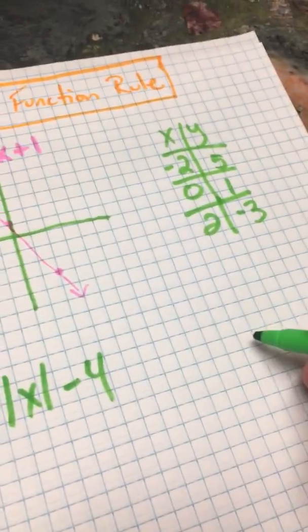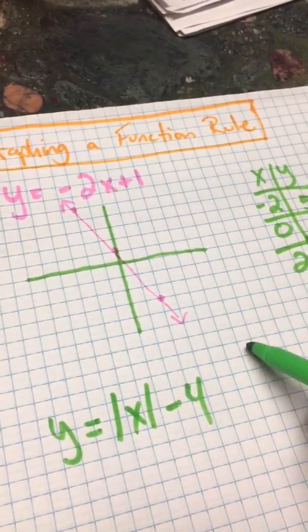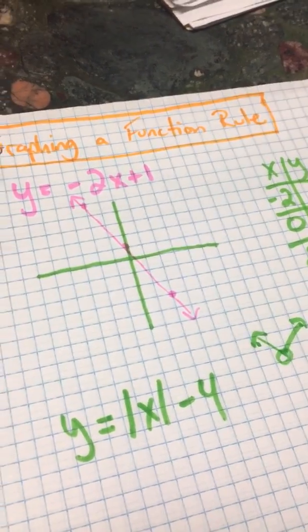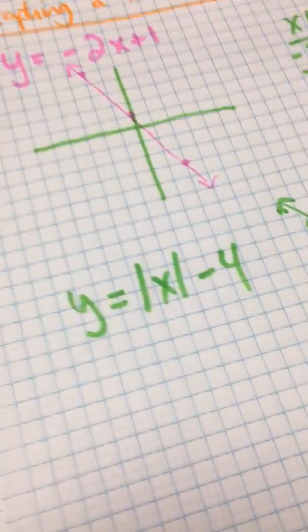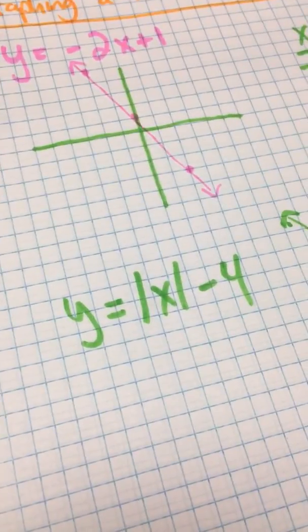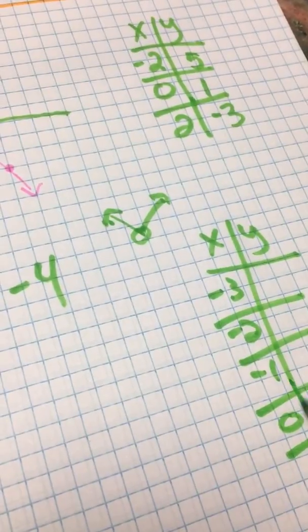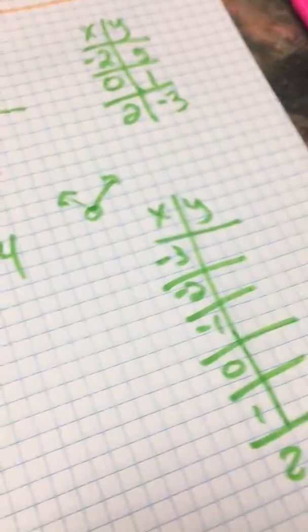We're going to create a table of values, but the issue now is, since it's absolute value, I know it's going to look sort of like a V. So what I need to do is put enough points on here so I can possibly find where that turns. That's really just through guessing and checking. So if I put in negative 3, negative 2, negative 1, 0, 1, 2, I want to have enough points here so that I can find where it turns around.